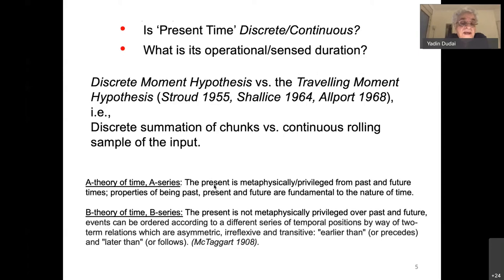And in neuroscience, usually we refer to our models, if we try to construe them in terms of such theories or such models, as A theories, because we consider, especially in memory research, the past and the future as being privileged from the present and from each other.